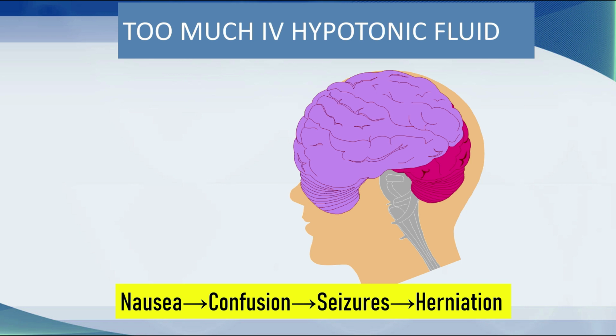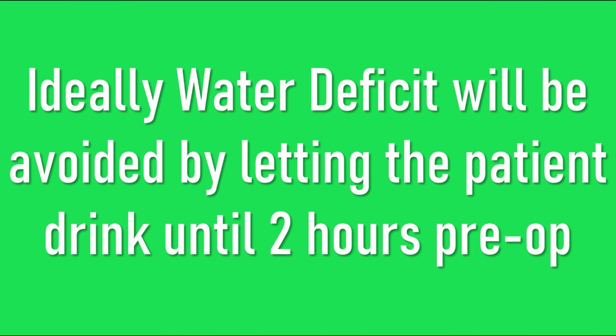Remember this though, that's after the stress response has started. Before the stress response started, the patient is just dehydrated. So ideally, that water deficit will be avoided by letting the patient drink water up until 2 hours pre-op. And sometimes adding some sugar or carbohydrate into that water will help the patient avoid developing ketosis.